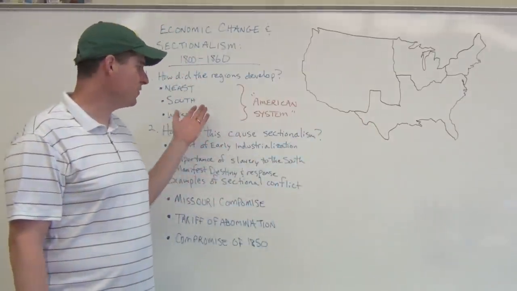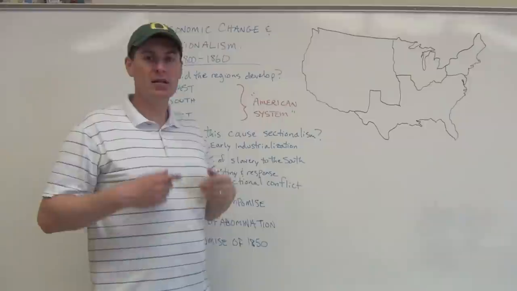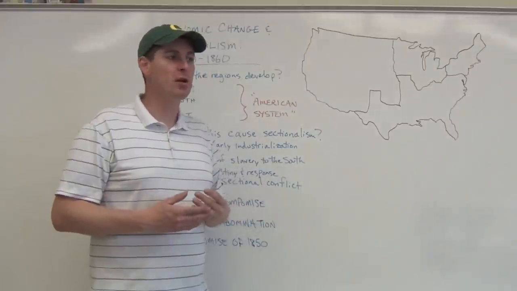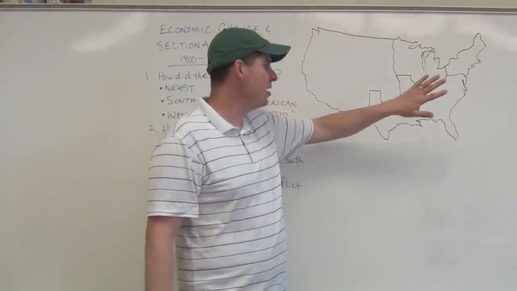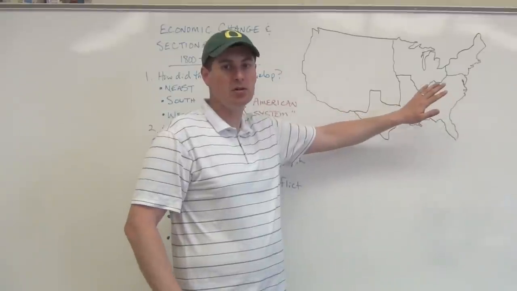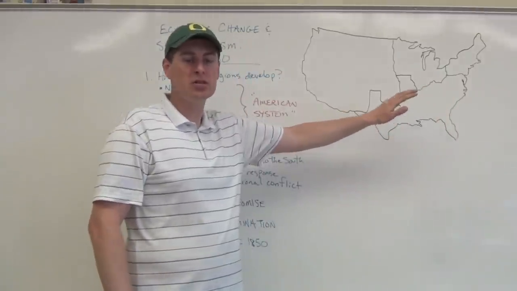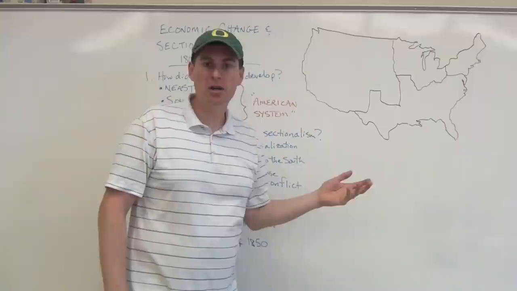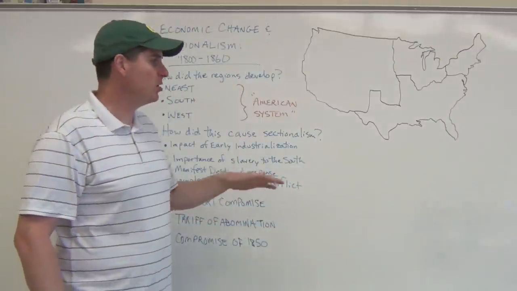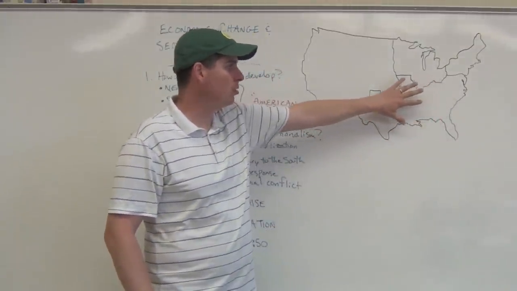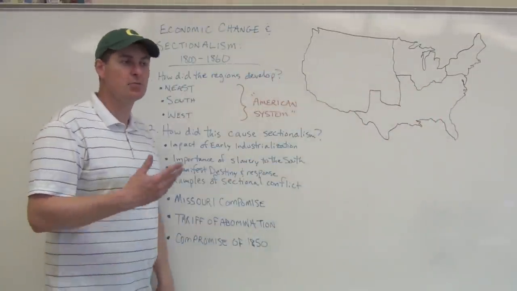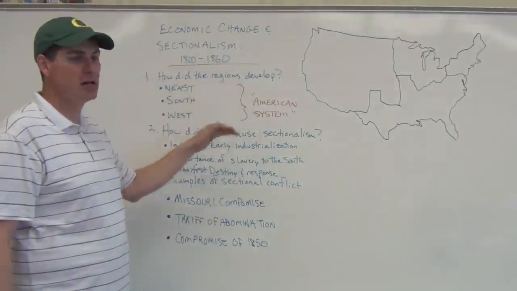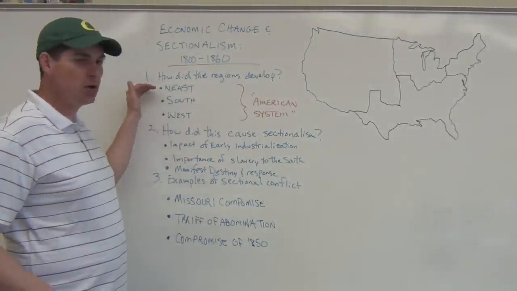Now, one of the side effects of this for the South is they don't understand crop rotation. They're going to plant as much cotton as they can, as quickly as they can. And when they do this, unfortunately for them, it results in soil exhaustion, all the nutrients being depleted. So they'll have a consistent push to get more and more land to the west as we go through this time period of 1800 to 1860. Okay, so that's the Northeast and the South.